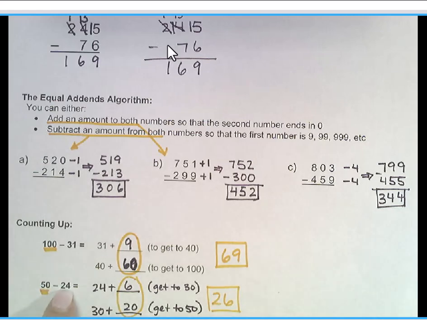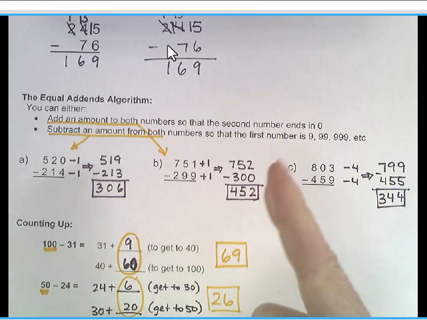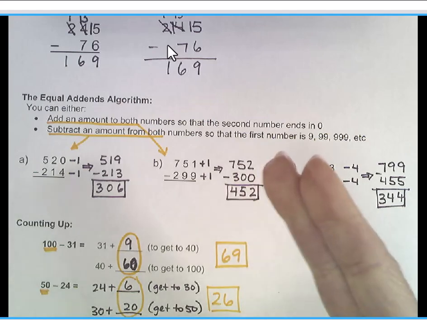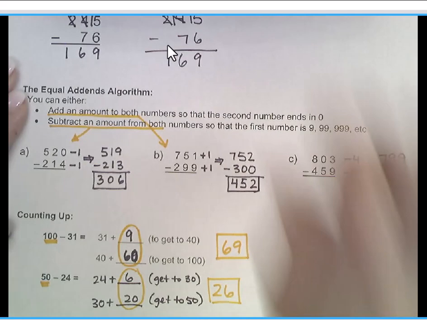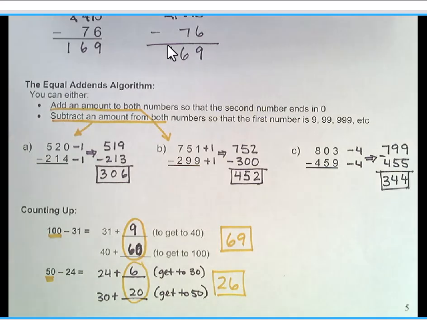You can also go like this: 24, 34, 44, and then from 44 up to 50 would be another 6. So 26, you can count up that way too. But this is sometimes how change is counted back to you in retail places. So that's called counting up. Well, I guess it was 4 different strategies for subtracting. Base 10 blocks, the standard algorithm, equal addends, and then counting up.